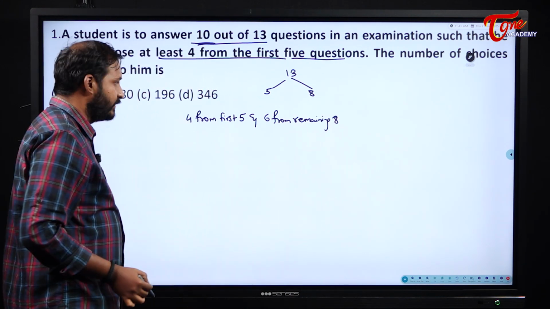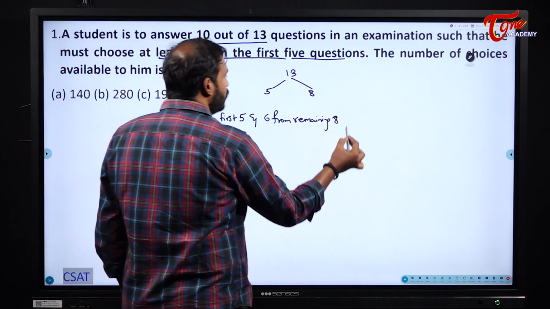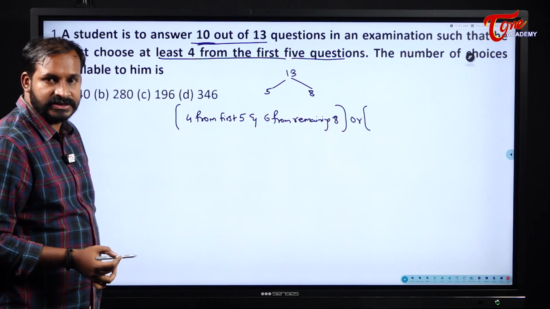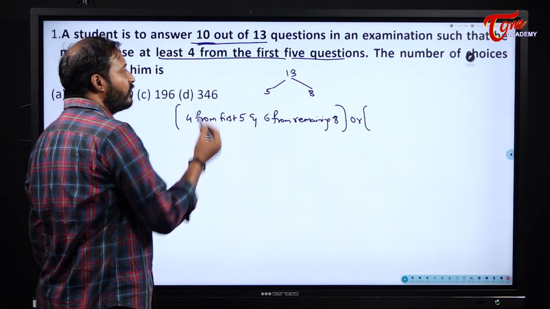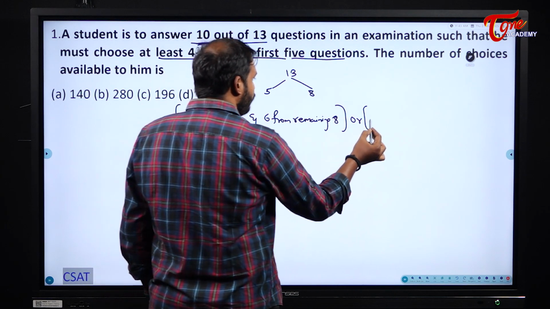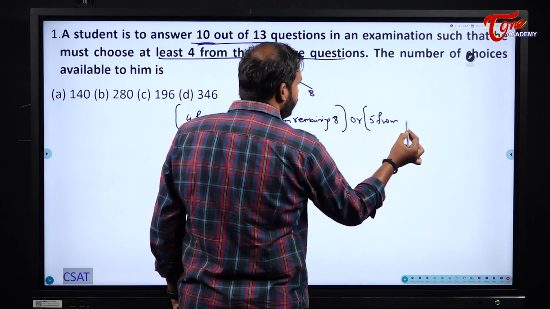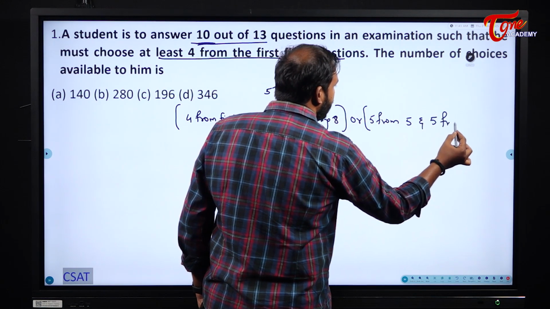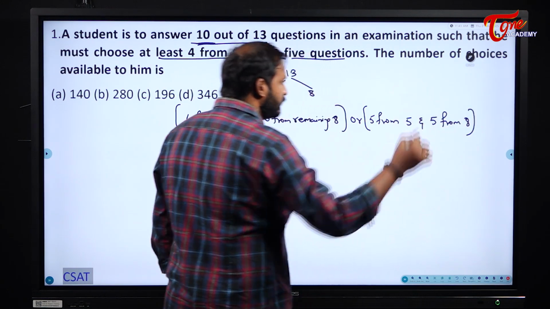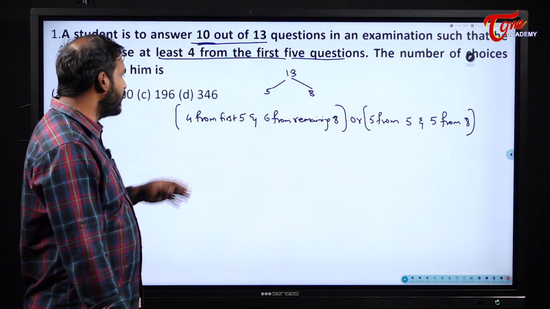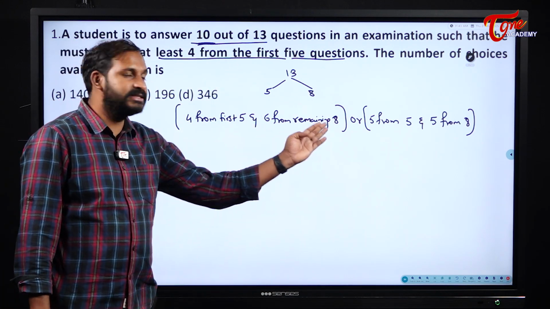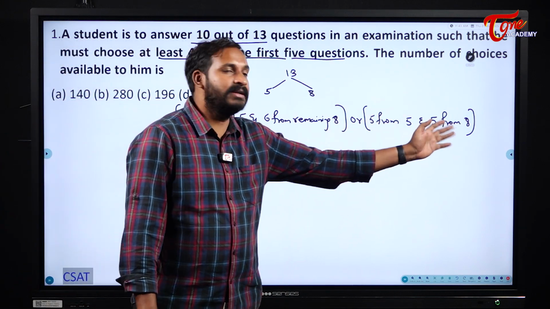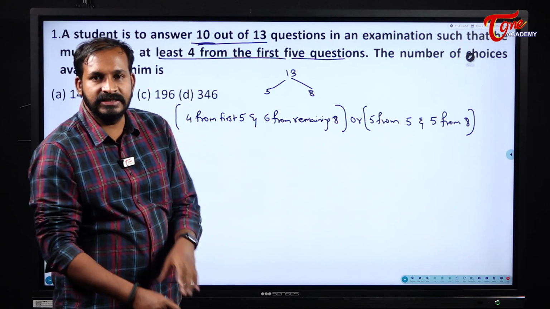6 from remaining 8. Or he can attempt all the first 5 questions from the first 5. Why? Because at least 4 from the first 5. So 5 from first 5 and remaining 5 from 8. In this way, he can also attempt 4 from first 5 and remaining 6 from remaining 8, or he can attempt 5 from first 5 and 5 from remaining 8. This is the case, right?